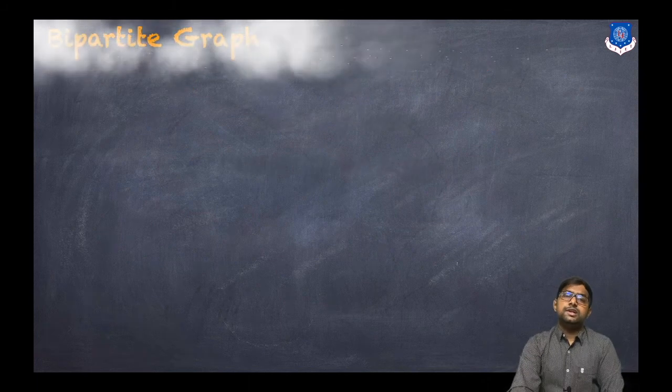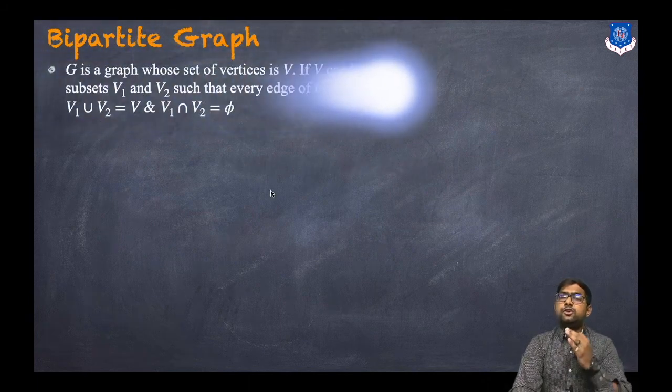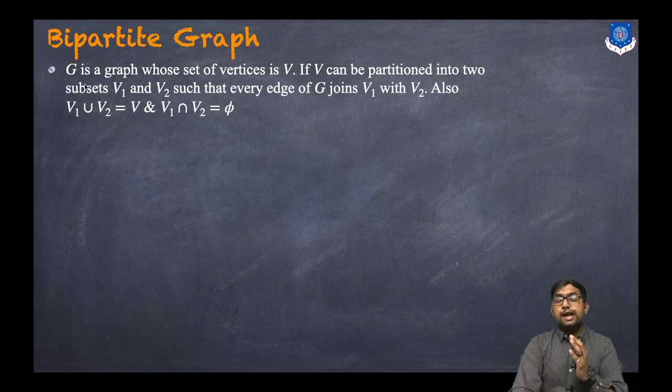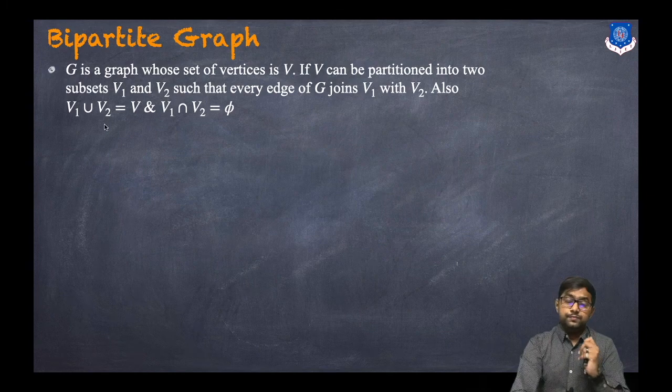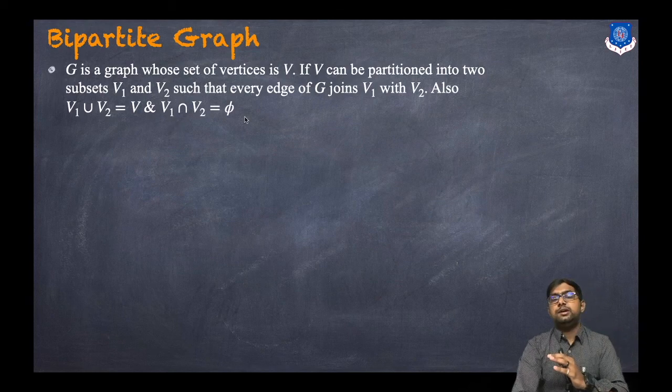First, let us understand what a bipartite graph is. The definition: a graph G whose set of vertices is V. If V can be partitioned into two subsets, as the name bipartite suggests, let us name them V1 and V2, such that every edge of G joins V1 with V2, and also V1 union V2 is V. What is V? It is the set of vertices, and V1 intersection V2 has to be phi.